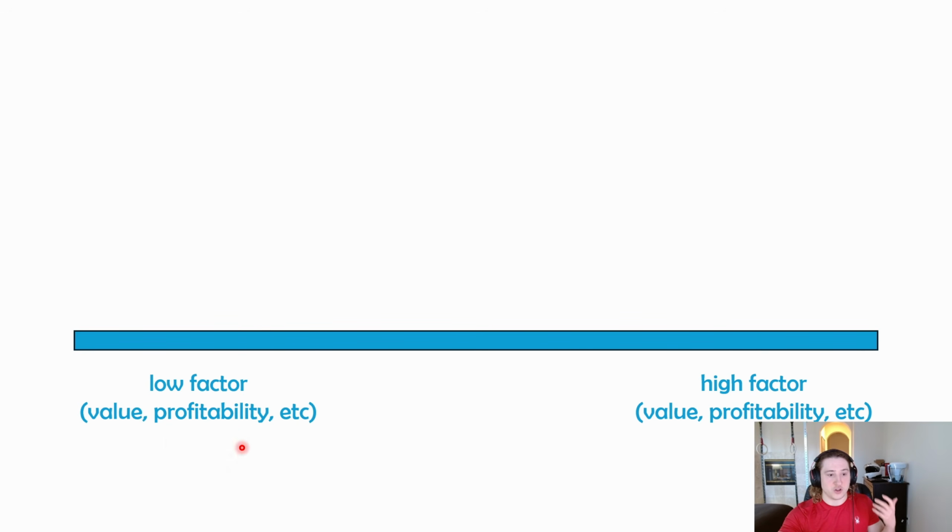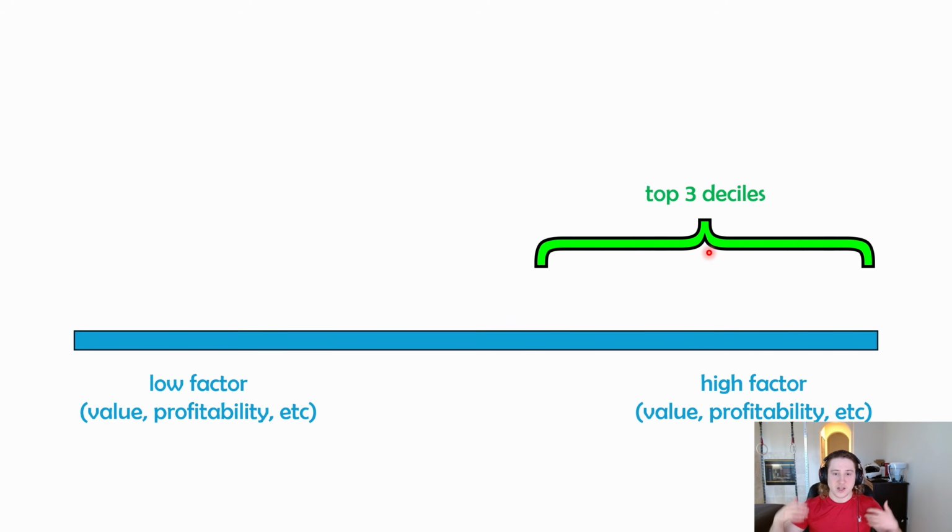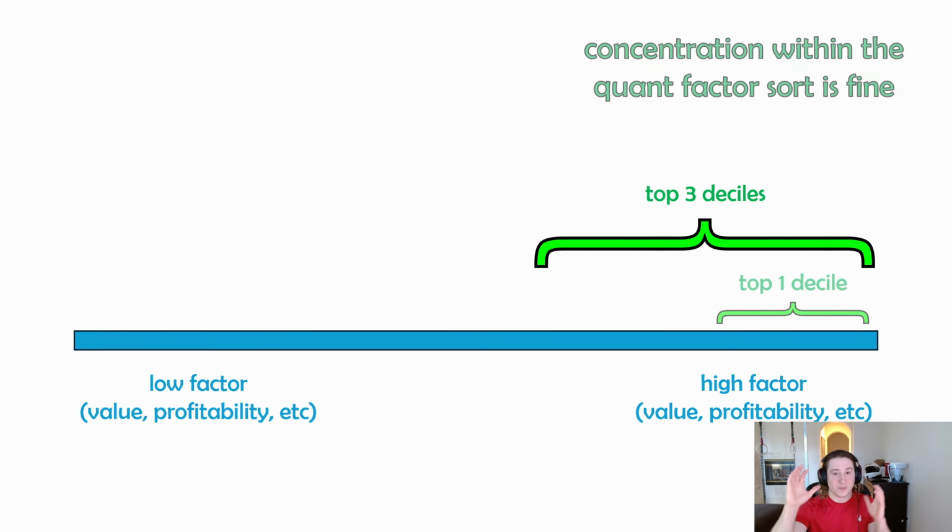You have all of the low value stocks on one end and all of the high value stocks on the other end. Then if you want to capture value, let's say you grab the top 3 deciles of value. This is just how you would normally target value, by definition. What I'm not calling bad, and what I'm not saying is going to destroy your statistical reliability, would be this.